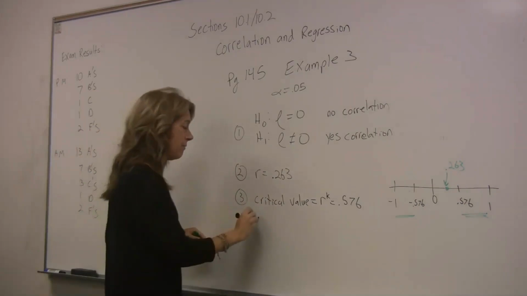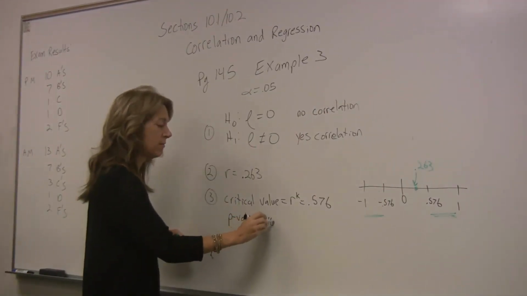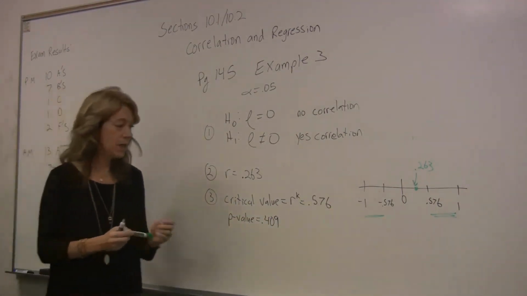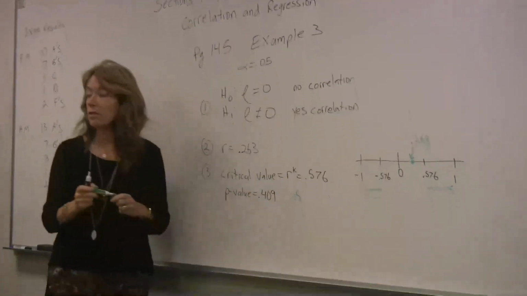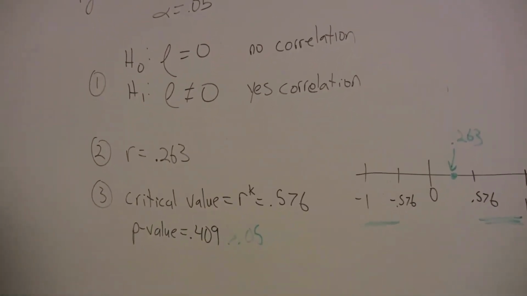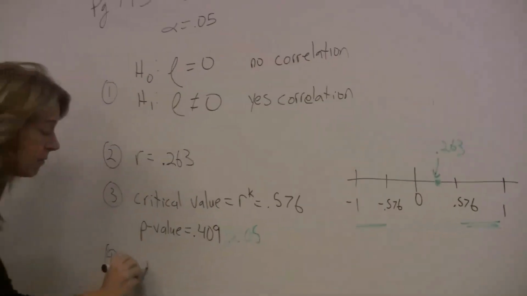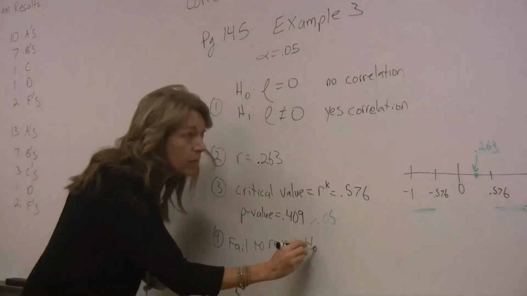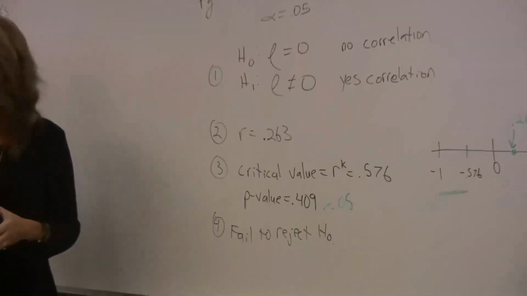What was your p-value? 0.409? Clearly not less than alpha. That's definitely greater than alpha. So either case tells you to fail to reject H0. Is this the first one we've seen where we failed to reject?